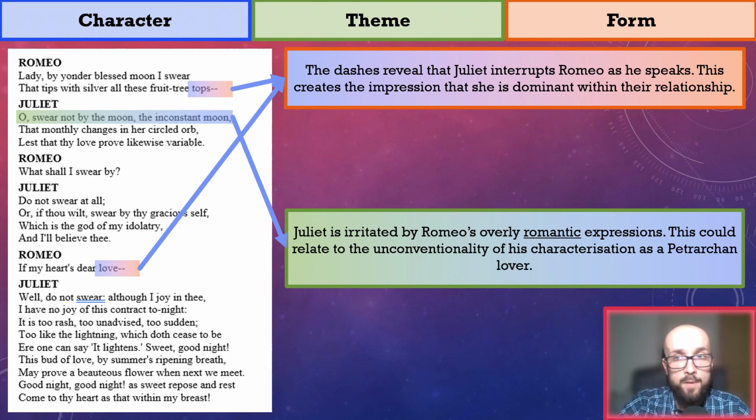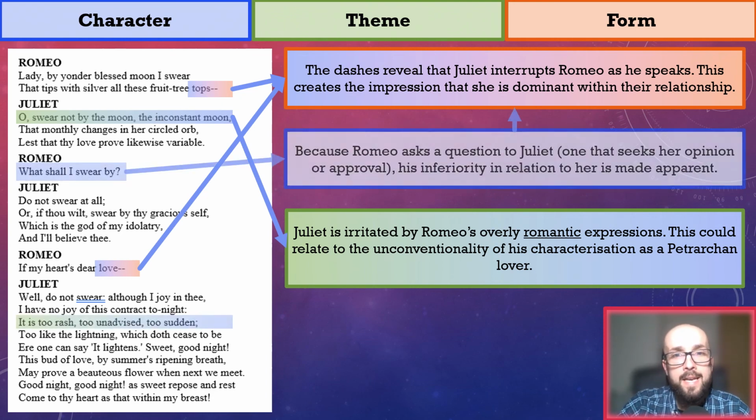Juliet's irritation by this could relate to the fact that Petrarchan lovers, men who were over the top with their romanticism, were seen as unconventional in Shakespeare's time. Now, when Romeo asks Juliet what he should swear to instead, his inferiority in relation to her is reinforced because he asks for her opinion or approval and looks to her to tell him what to do. This reinforces the impression evoked by Juliet's interruption of him.